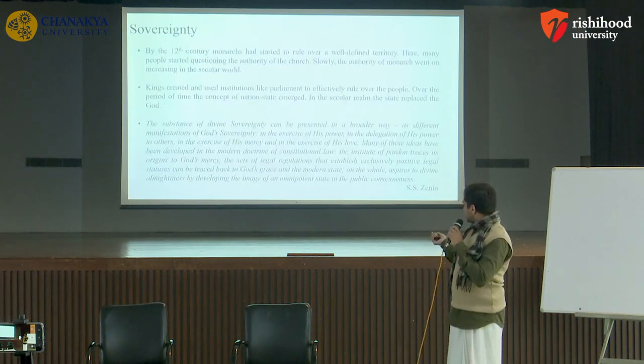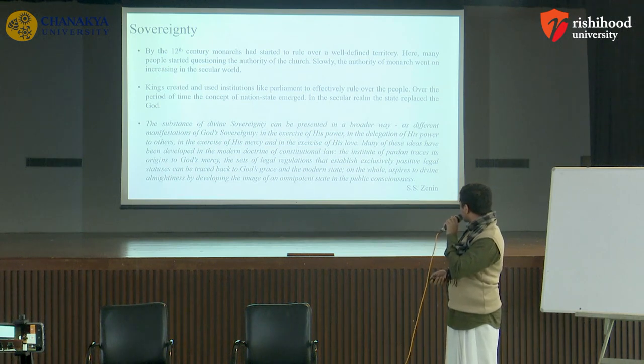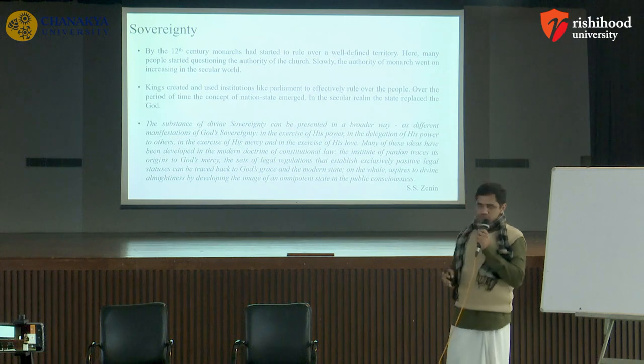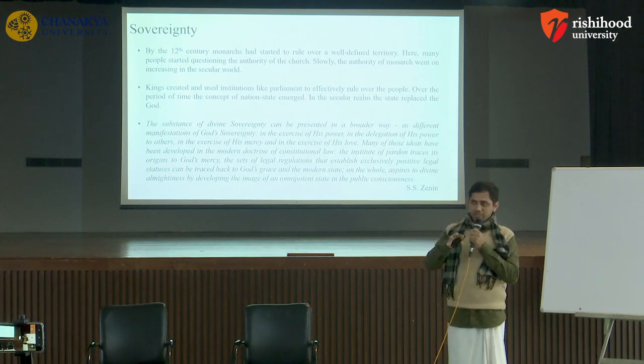So by the 12th century, monarchs had started to rule over a self-defined territory. Here, many people started questioning the authority of the church. Slowly, the authority of the monarch went on increasing in the secular world. Initially, the church was the supreme authority, but later on, because of internal conflicts, monarchs became the supreme authority.